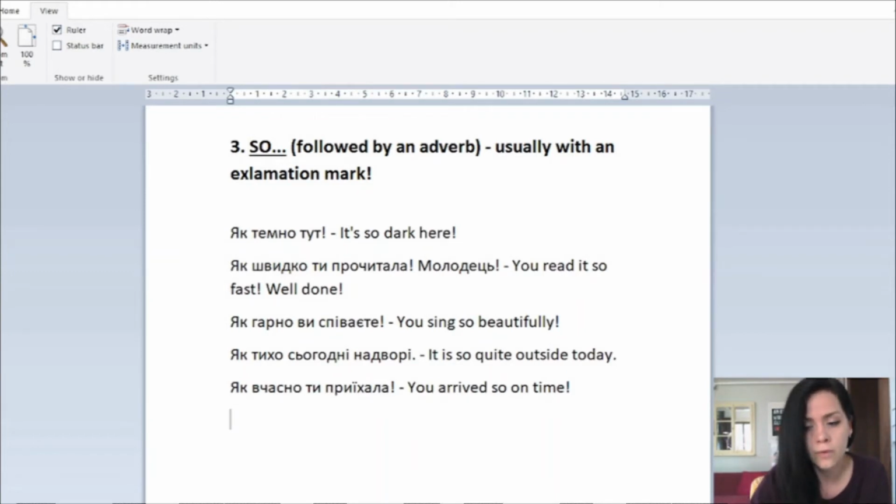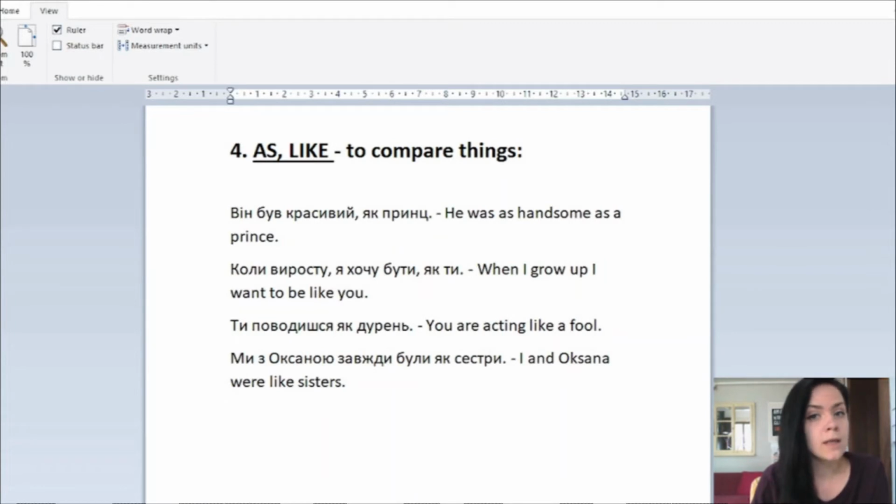Moving on to number 4. So in Ukrainian we could say як when we mean to say as or like when we compare things, because that's when we use words like as or like. Let's take a look at some instances. Він був красивий, як принц.